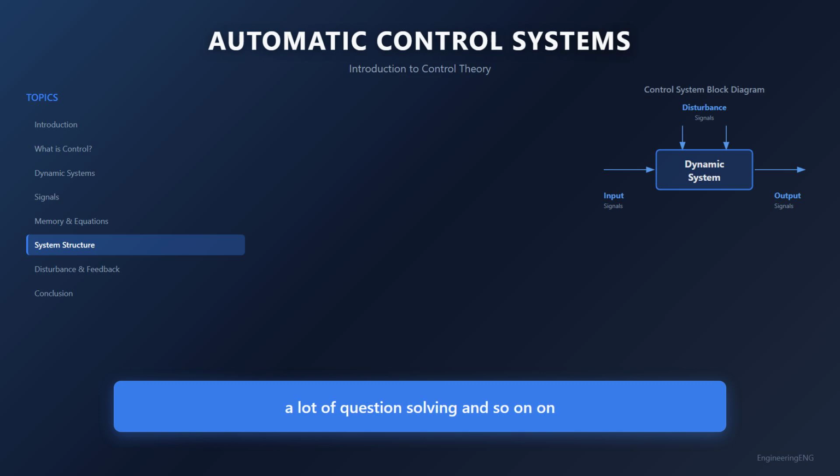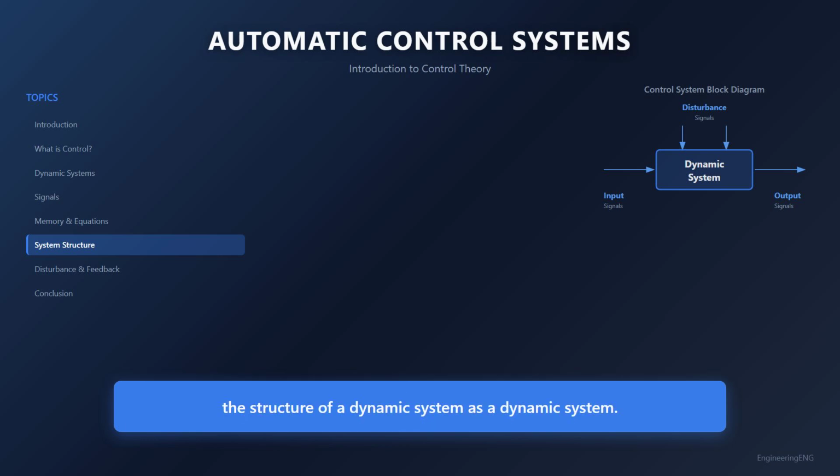If we take the dynamic system, one of the most important points for us is that we will do a lot of question solving on these dynamic systems. What we call a dynamic system is based on a very simple logic. Of course, what creates the complexity at this point is the internal structure of the dynamic system.